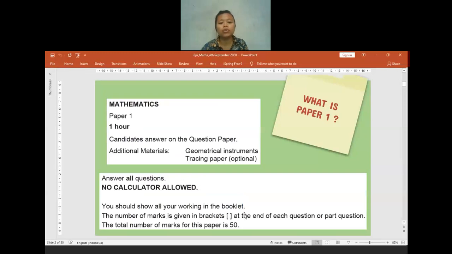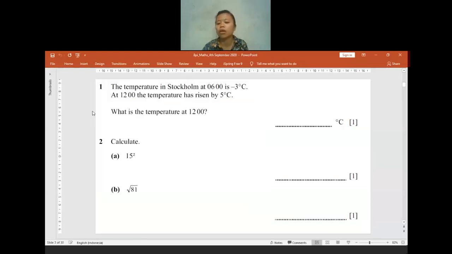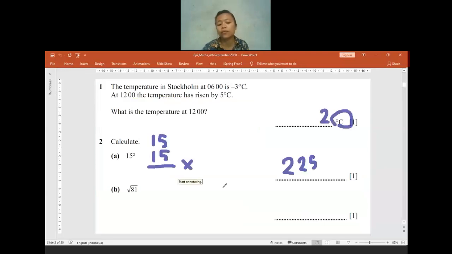You should show all your working in the booklet. So it means it's legal if you want to show all of the steps, all of the calculation on the paper. But if you think your handwriting is not really neat, you can keep the working in pencil. Final answer, you write it with pen. Because you should show all of your working. So if you forget what 15 squared is, you can show it. You can write all of the calculation 15 times 15 in your booklet. It's legal.